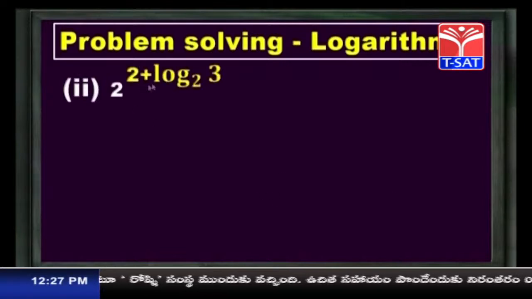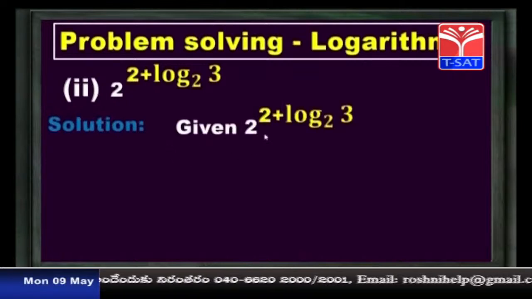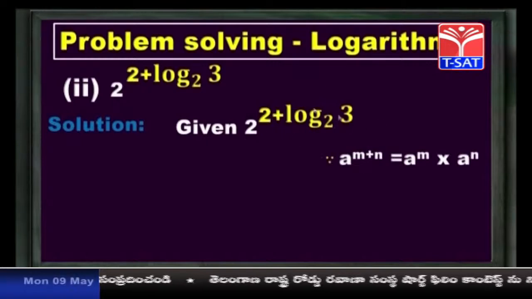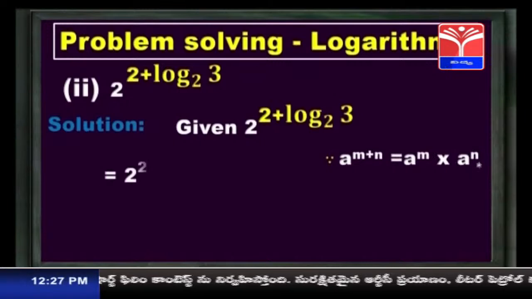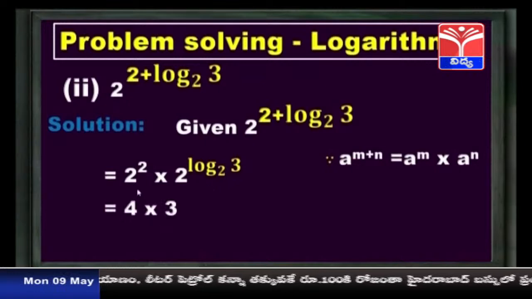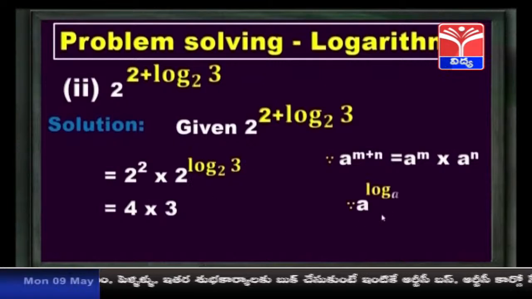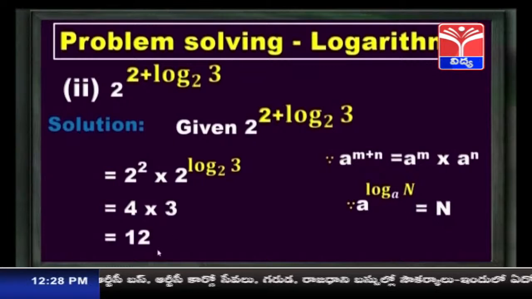Now, 2 power 2 plus log 3 to the base 2. Solution: given 2 power 2 plus log 3 to the base 2, here it is in the form of a power m plus n. So a power m plus n I can write as a power m into a power n. So 2 square into 2 power log 3 to the base 2. 2 square is 4, and we know the formula a power log n to the base a is equal to n, which is 3. So 4 into 3 is 12.